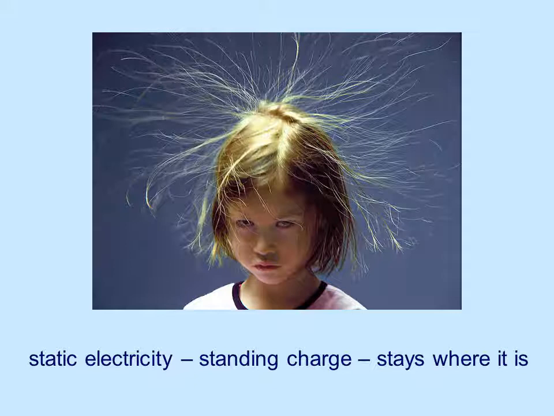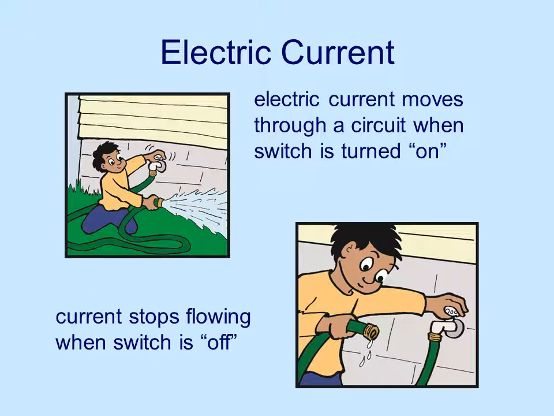So it doesn't move around. But electric current, on the other hand, moves through a circuit. Now you have to turn the switch on to sort of open the door. But it moves through the circuit and it stops flowing when the switch is off. It's like the water hose. You turn the faucet on and water will come through the hose and out. You turn the faucet off and the water stops. The same way with the electric current.